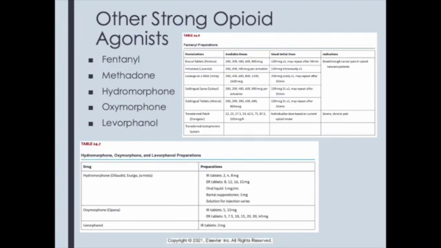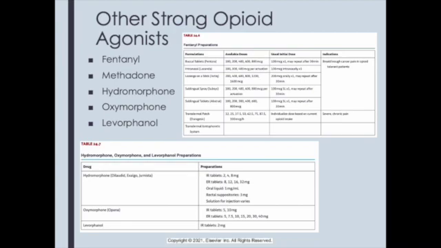Fentanyl is metabolized by the CYP3A4, which is an isoenzyme of cytochrome P450. So fentanyl levels can be increased by CYP3A4 inhibitors. So your patients that are taking these inhibitors have to be closely monitored for severe respiratory depression and other signs of toxicity if they are taking these inhibitors with fentanyl.